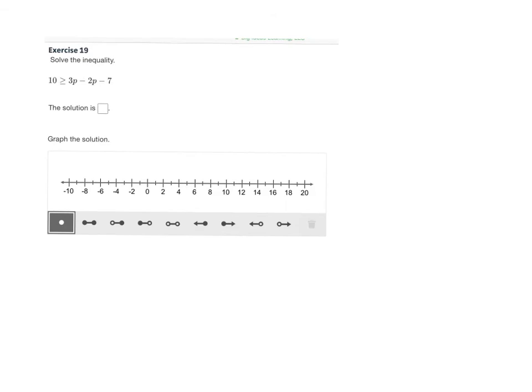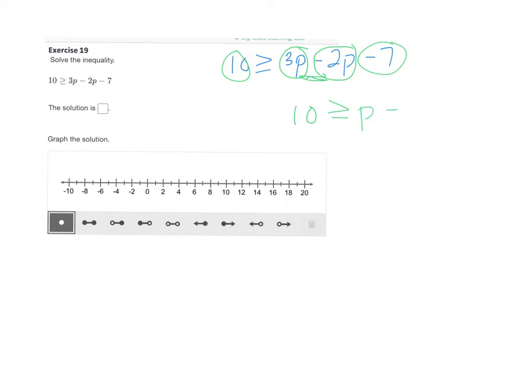Number 19, I'm just going to rewrite this as 10 greater than or equal to 3p minus 2p minus 7. Combining like terms, well, maybe I should put the terms first. The terms are 10, positive 3p, negative 2p, negative 7. Combining like terms, I'm going to put together 3p minus 2p, which is just p. 10 is greater than or equal to p minus 7.